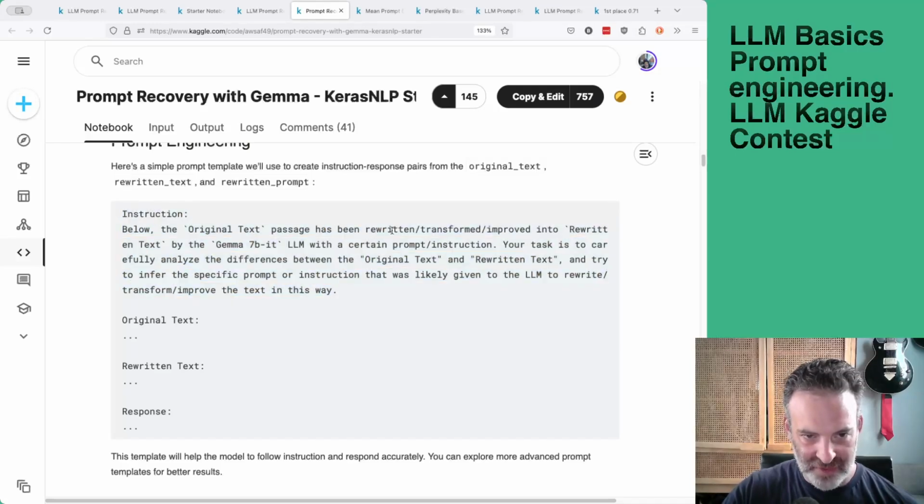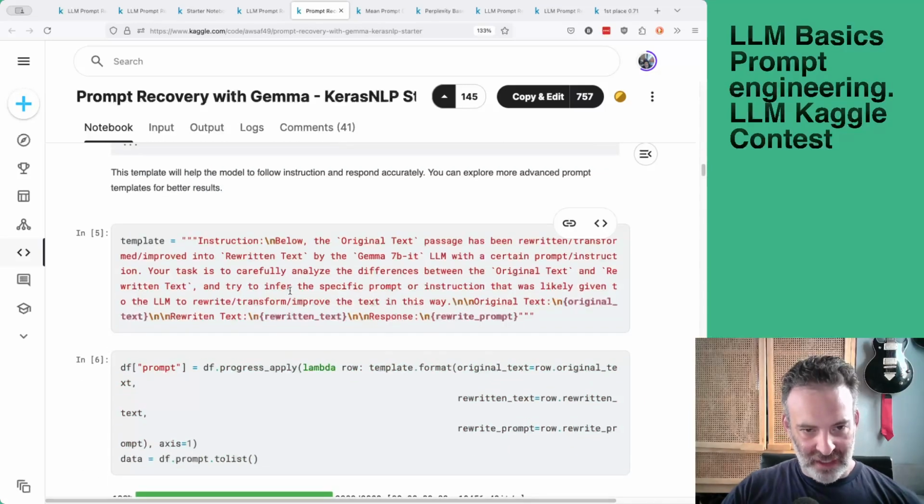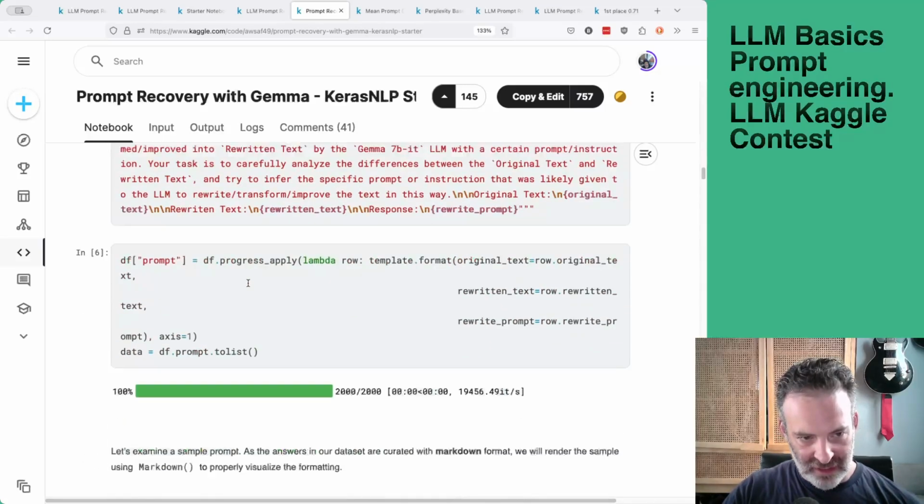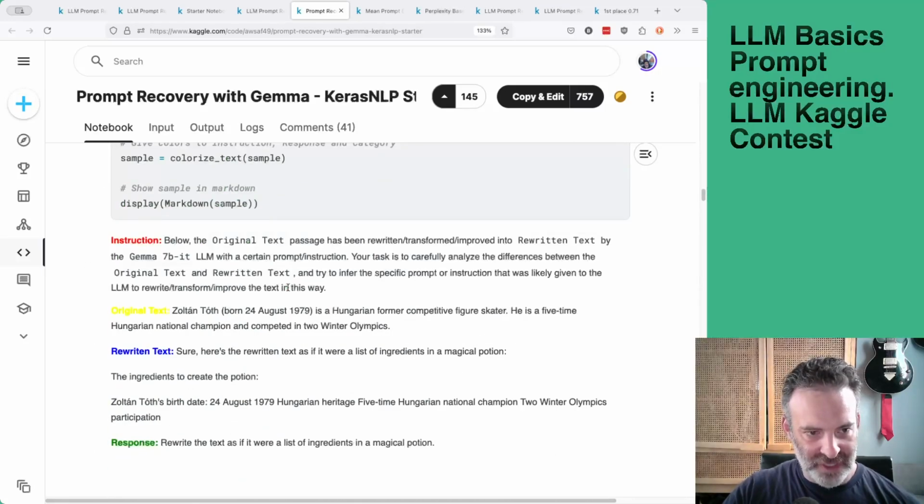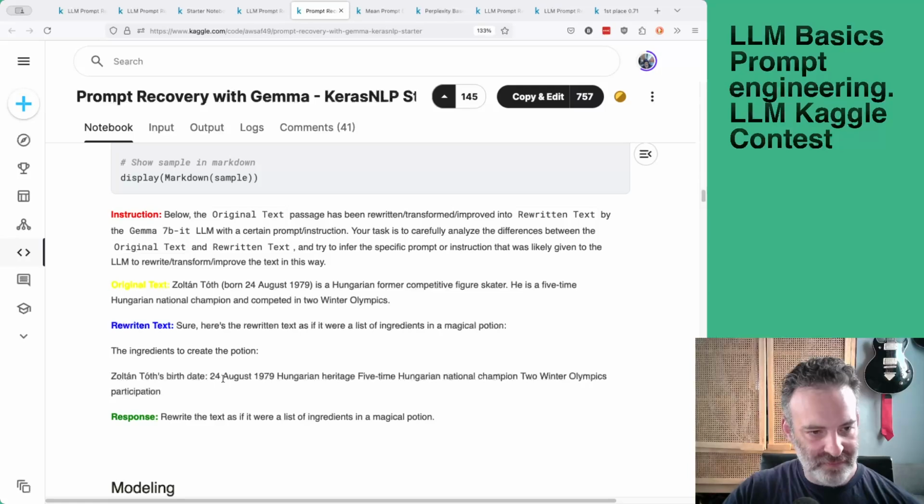Below, the original text is passed. Rewrite it with certain prompt instructions, and carefully analyze the differences. So here, they did a bunch of color formatting.